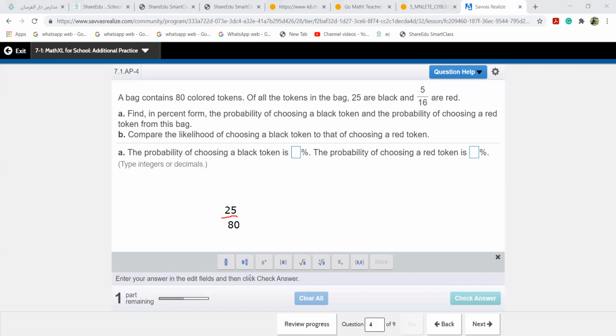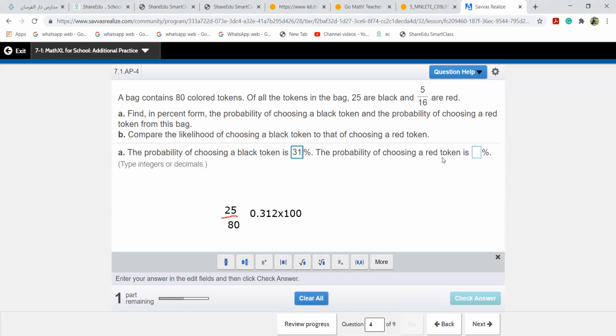Do you have your calculator, Noor? It's 0.3125. Multiply it by 100. The point moves to the right two places. You get 31%, right? Check and tell me. It's 31.25, that is 31%, right?